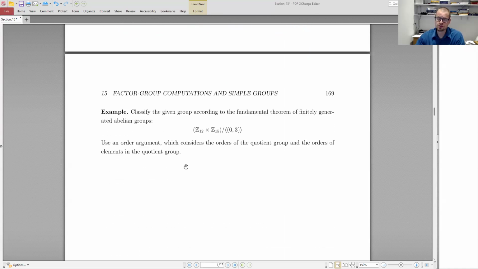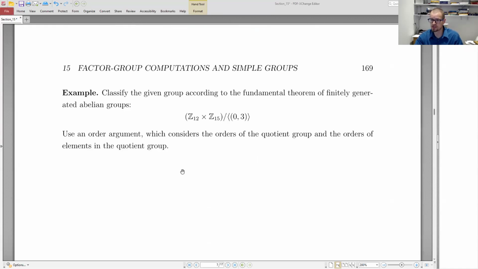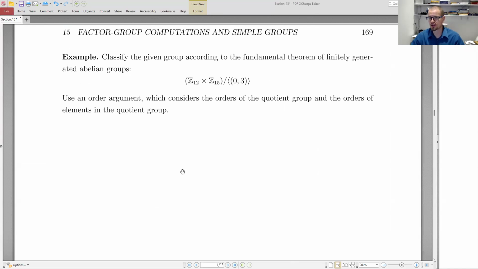Here, I want to use an argument that discusses the order of the group and the subgroup, and then the order of the elements within this quotient group to determine what we must have. So what I want to do is recognize, let's see here, I need a few different things. I have a relationship that's been previously established. So Z12 direct product with Z15.